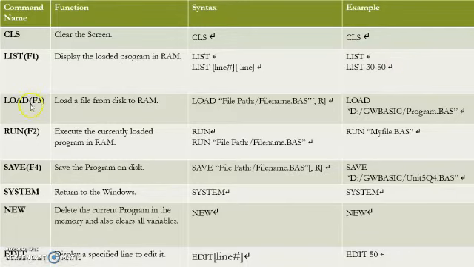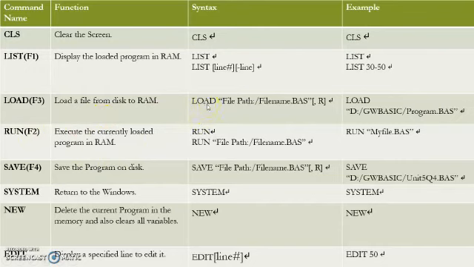Then the next command is the LOAD command, shortcut is F3. What will this command do for us? It will load a file from the disk to the RAM. Because in BASIC programming we need to load the program before executing it. Means we will execute a program when it is loaded. So to load a program we will use the LOAD command. This is the syntax of the command.